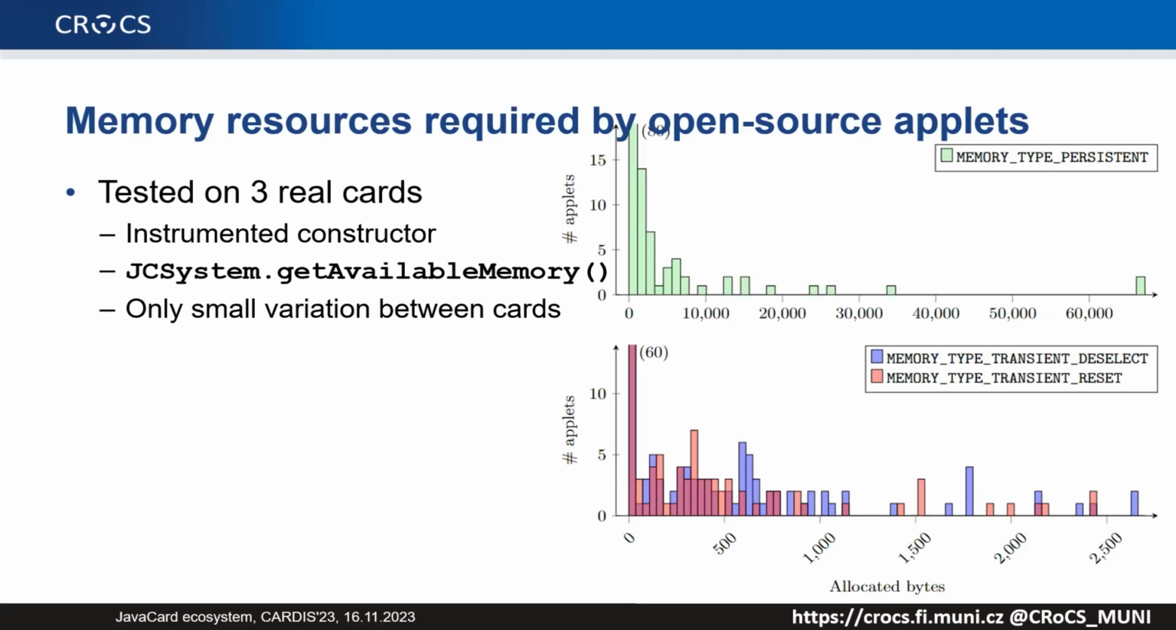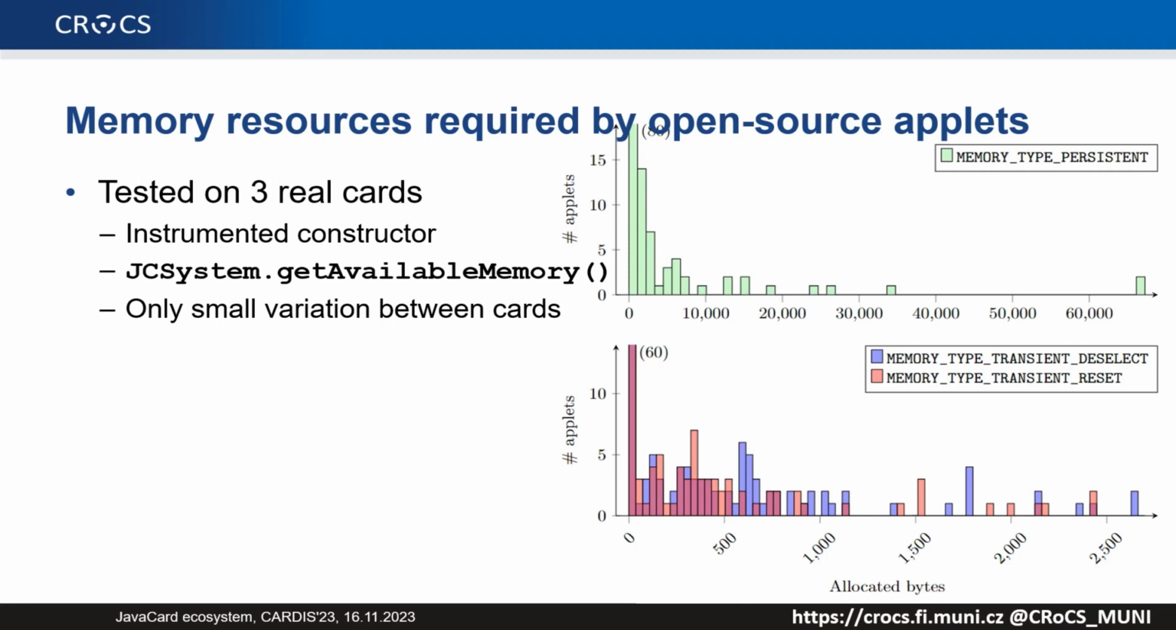So basically the question is, it's well known that smart cards have limited memory. Is this a real issue for open source cards, open source applets? And the answer is not that much. For persistent memory, most of them will fit under 10K. For transient memory, which is even more limited, most of them will fit under 1K.